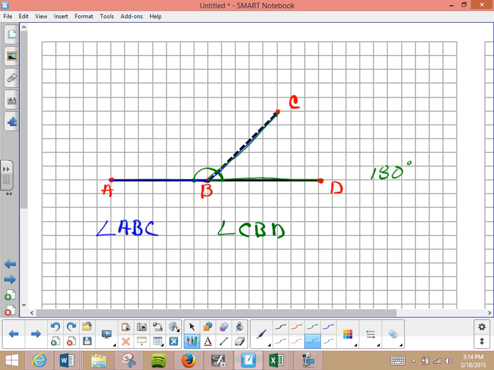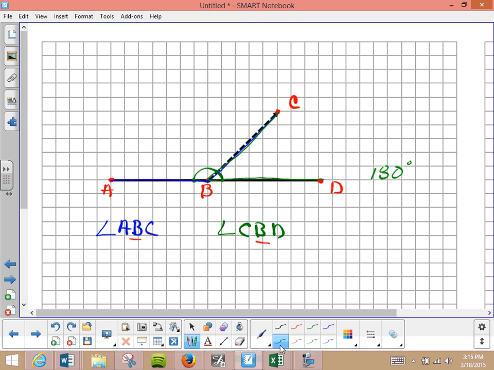So for that one, as you notice, the letter B stays in the middle. The letter in the middle tells me which one is the vertex. B is the vertex for both angle ABC and angle CBD. Keep that in mind. That is very helpful whenever you're looking at the vertex of an angle. Just look at the one in the middle, whenever you have 3 points. All right, let me ask you something.